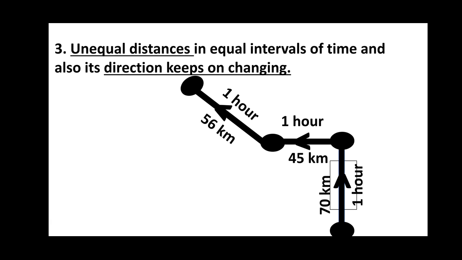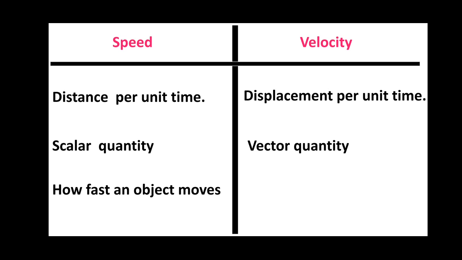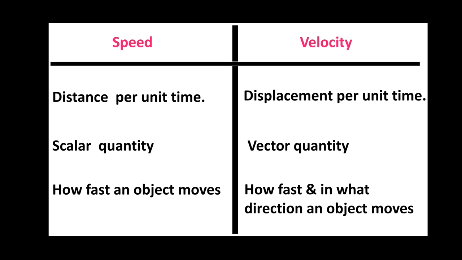That's all about velocity. Now, let us tabulate the differences between speed and velocity. We know that speed of a body is the distance travelled by it per unit time, whereas velocity of a body is the displacement per unit time or distance travelled by it per unit time in a given direction. Then we know that speed is a scalar quantity whereas velocity is a vector quantity. Then the speed tells us how fast an object moves and velocity tells us how fast and in what direction an object moves.